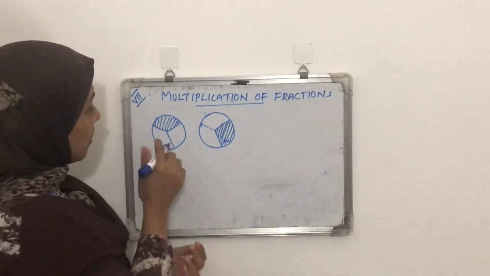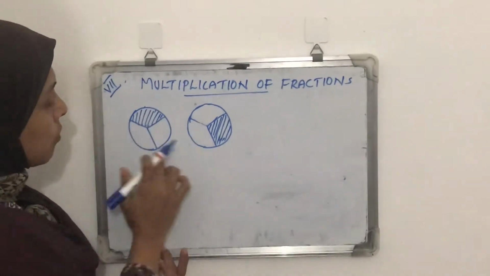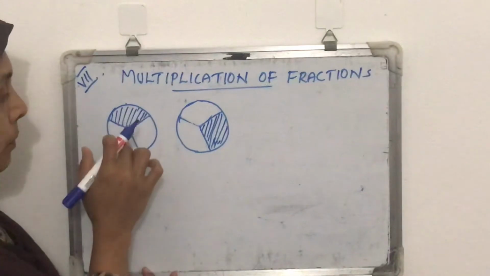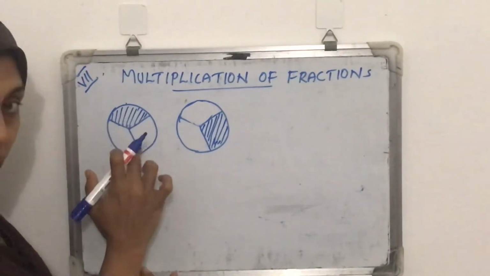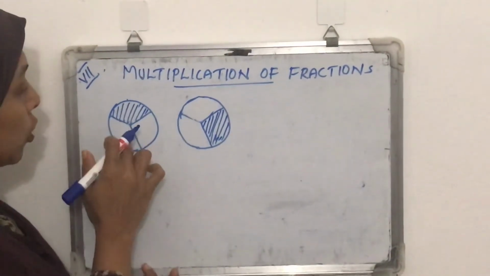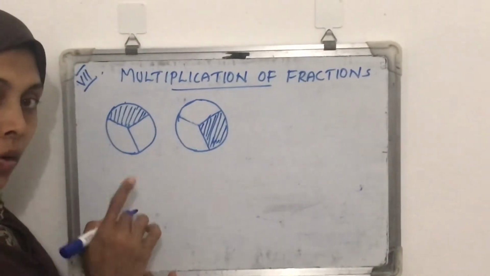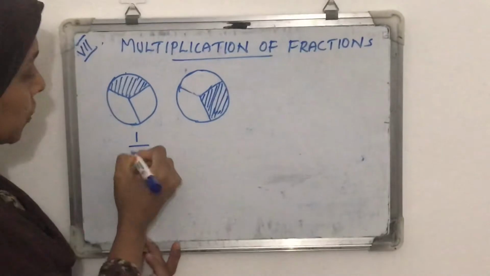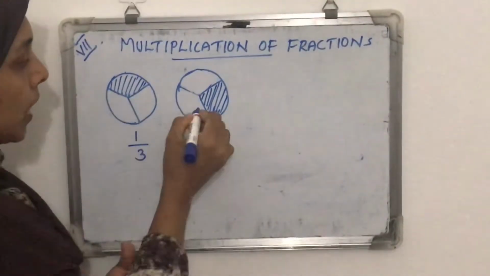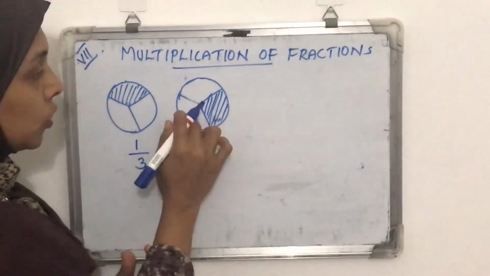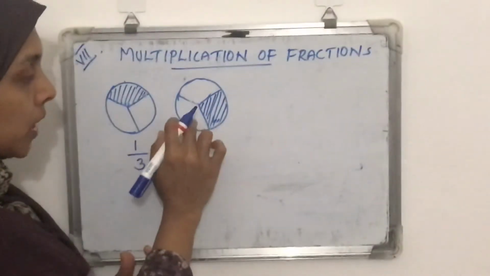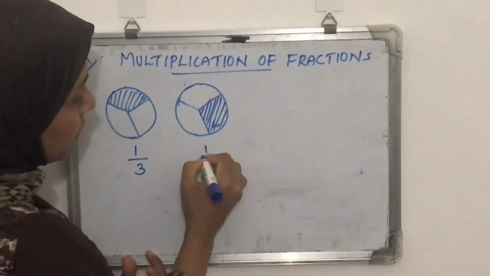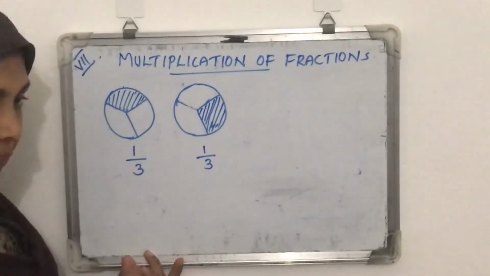Now, do you know the fraction form of this shaded part? What is the fraction of this shaded part? That you know. In total, how many parts are here? 3 parts. Out of that, how many parts are shaded? Only one part. So we can say this fraction form is 1 by 3. And here also there are total 3 parts. Out of those 3 parts, one part is shaded. So its fraction form is also 1 by 3.